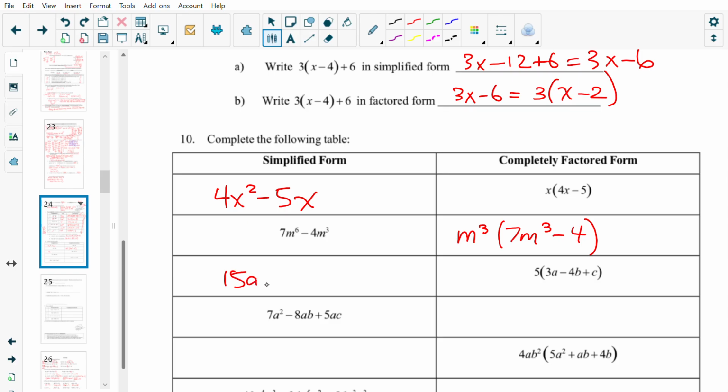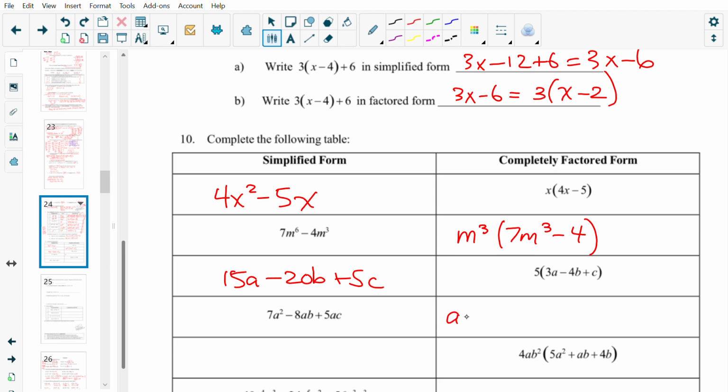Next one, I'm expanding, or I'm putting in simplified form. That's 15a minus 20b plus 5c. Next one, 7a squared minus 8ab plus 5ac. 7, 8, and 5, there's no greatest common factor other than 1. I'm going to leave that alone.